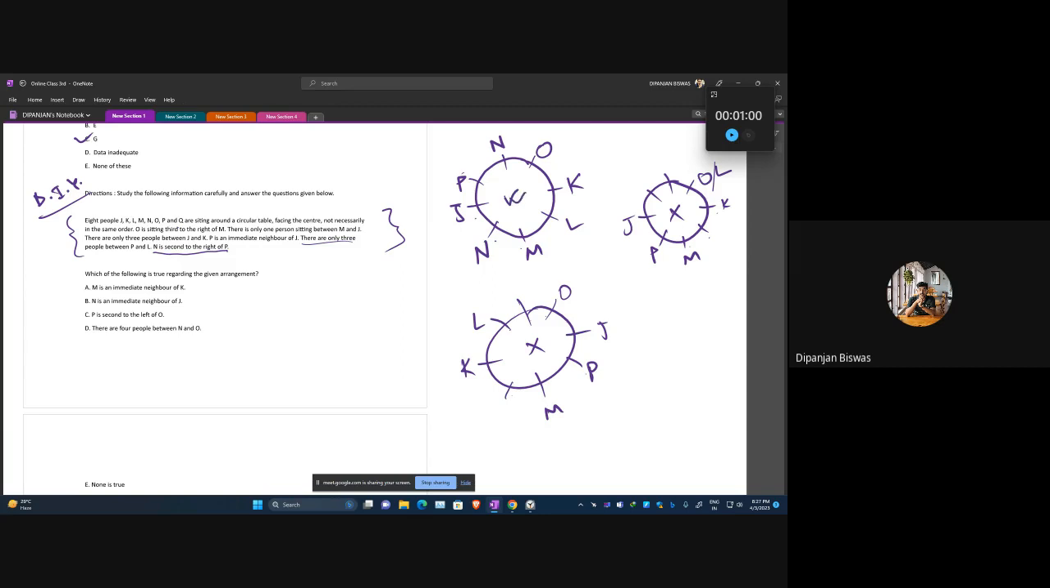I hope this is clear to everyone. Moving to solving the question. Which of the following is true regarding the given arrangement? M is an immediate neighbor of K. M is not an immediate neighbor of K. K's only 2 immediate neighbors are O and L. So this is false. N is an immediate neighbor of J. As you can see, N is an immediate neighbor of J. Definitely this is true. So our second option is true. All others are false.